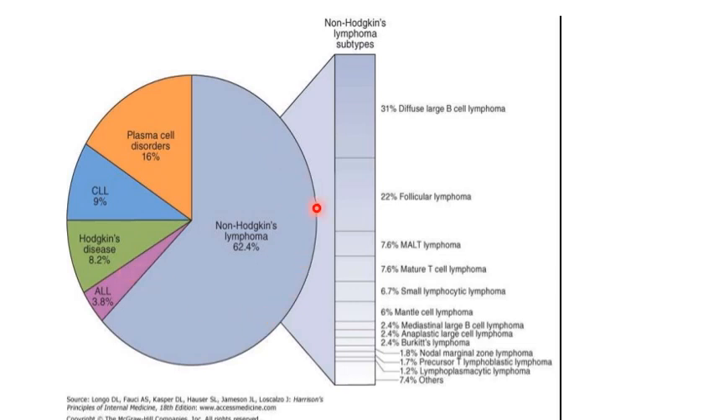And non-Hodgkin's lymphoma is a general term given to a large number of diseases. There are more than 20 diseases which are grouped in the broad group of non-Hodgkin's lymphoma.